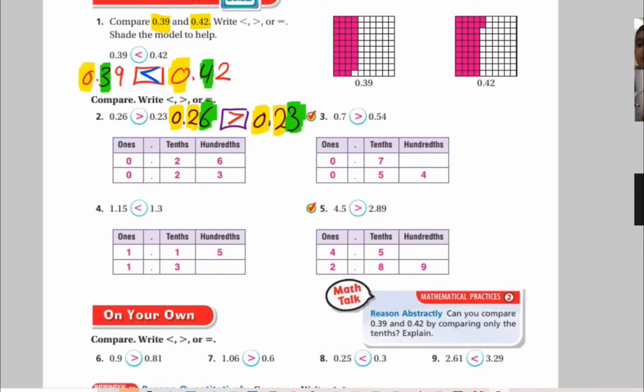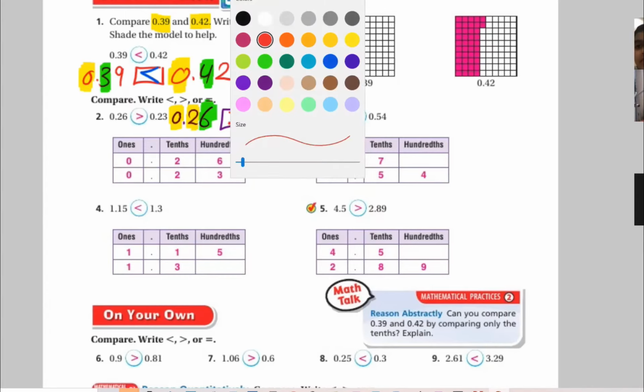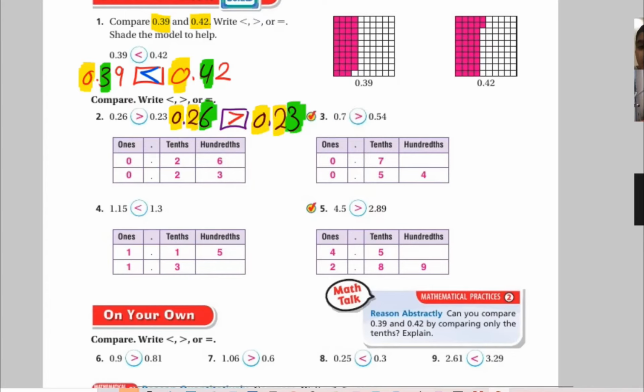So let's see number 3. Can you help? Yeah. So let's rewrite it here: 0.7 greater than or smaller than 0.54. Yes, ma'am. Can I do it another way? Can you raise your voice? I can't hear you well. Can I do another way? Okay, you can.